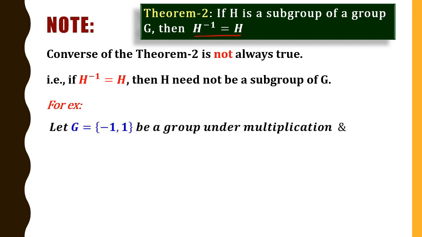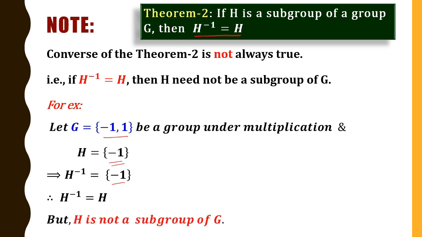For example, let G equal minus 1 and 1, that means the square roots of unity, be a group under multiplication. And H, we shall consider a subset of G, that is equal to minus 1. Then what is H inverse? Inverse of minus 1 is minus 1. Therefore, H inverse contains minus 1. And observe carefully, H inverse is equal to H. But H is not a subgroup of G, because H doesn't contain the identity element, that is 1. Clearly, H is not a subgroup. Therefore, if H inverse is equal to H, then H need not be a subgroup of G.